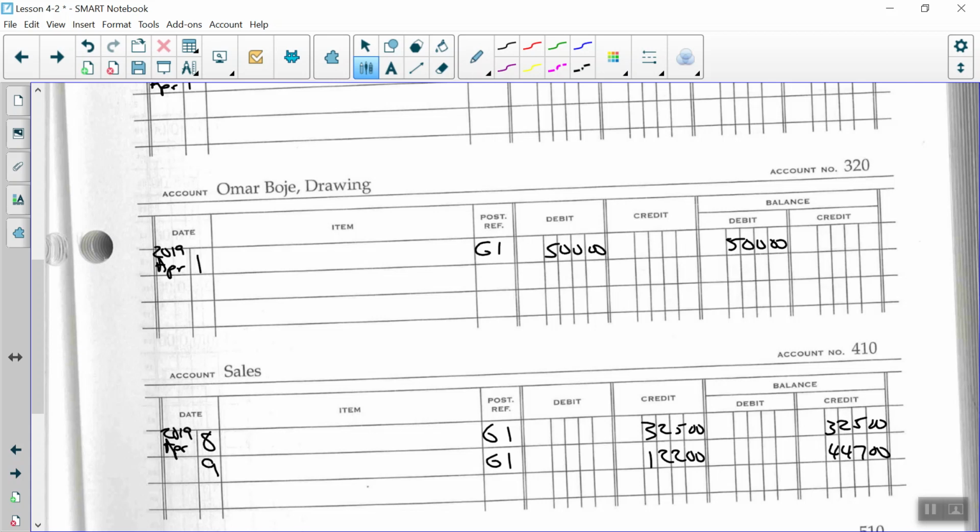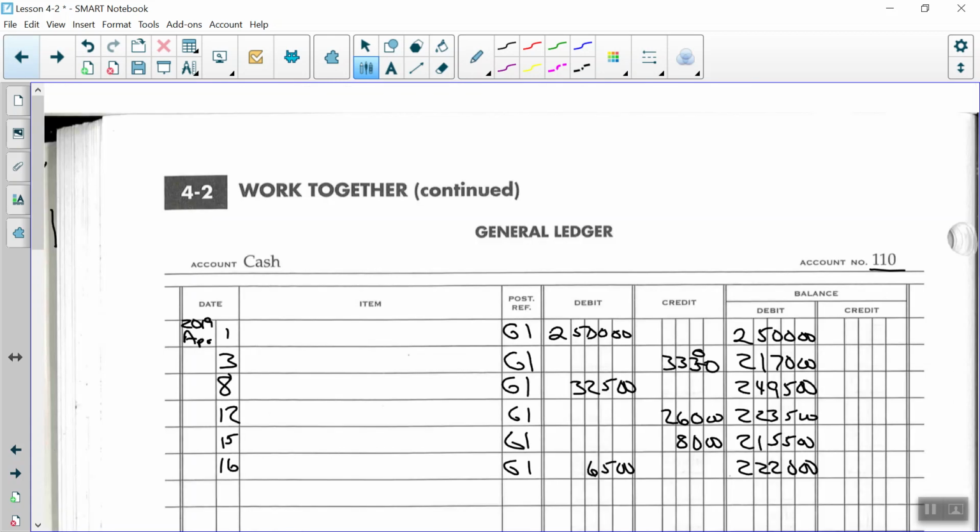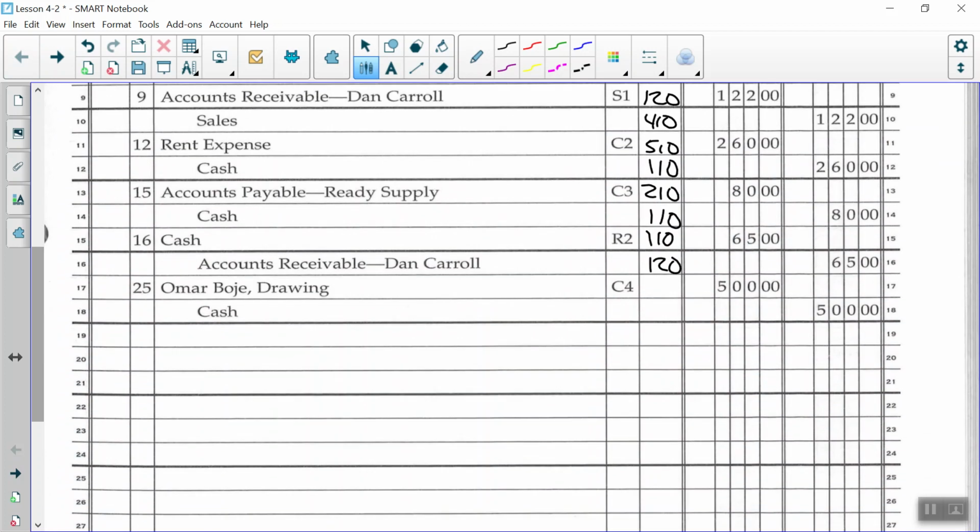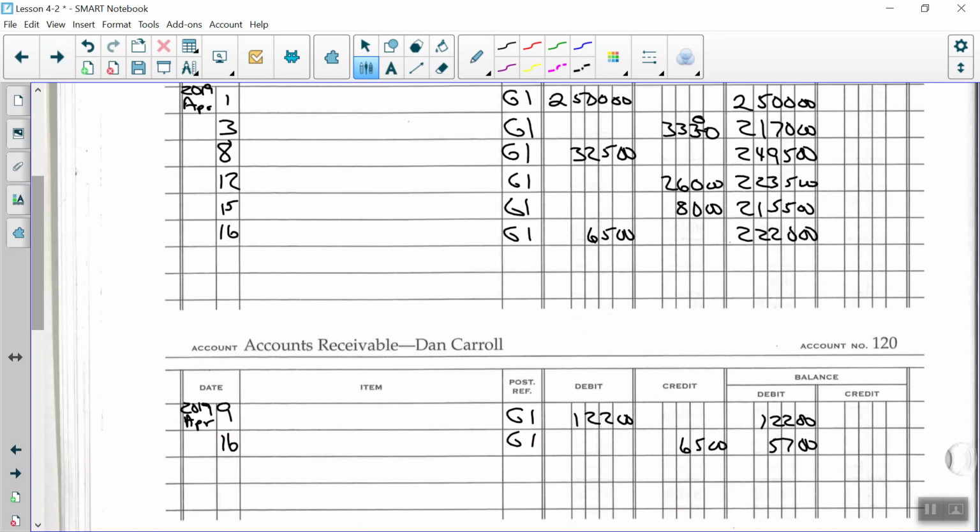Again, you can use your cheat sheets. The other one's got the T accounts if you need to figure out what normal balance is, and even the increase and decrease side. All right. So then we go back to our general journal. Come down here. Drawing is 320. Okay. Then we go to cash. So on the cash, he took it out on the 25th. G1. We're going to credit 500. 2220 minus 500 is 1720.